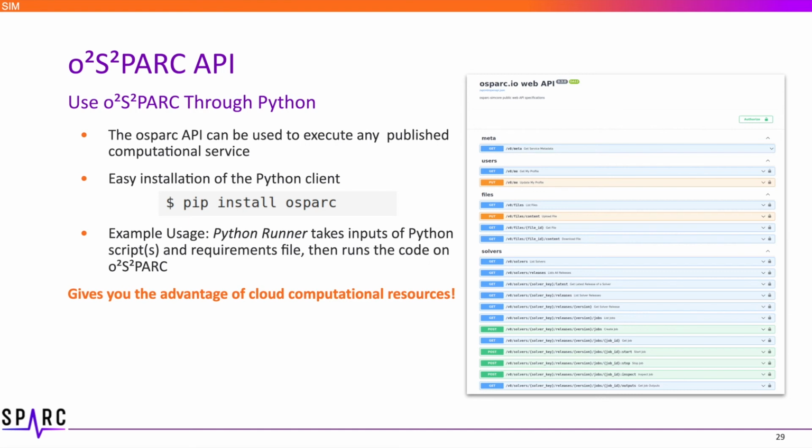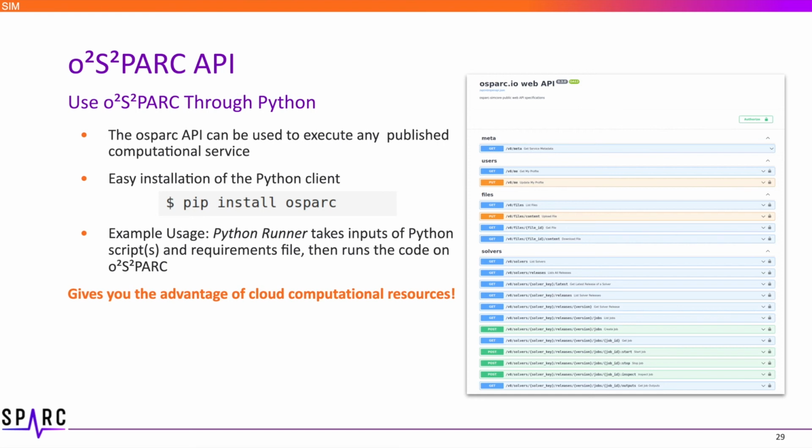One example piece of usage is using our Python runner service. As I mentioned, the Python runner takes inputs of a Python script or multiple scripts and a requirements file. And then it runs the code directly on o²SPARC. And the main reason you might want to use this is that it gives you the advantage of cloud computational resources, and you don't have to set that up for yourself. So you don't have to be an expert on AWS to take advantage of these cloud computational resources. You can access this actually just through o²SPARC.